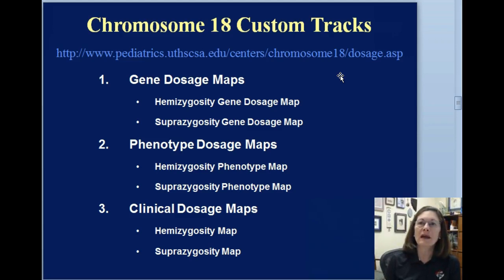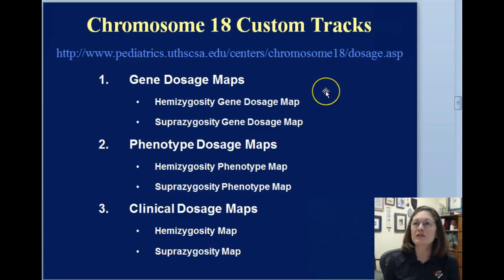And you will see that we have 6 different maps. This is version 2.0, very different from our last version, which is why I thought I had to redo the video. We now have 6 different maps instead of 2. This year, when I did my annual review of every single gene on chromosome 18 and every single phenotype associated with chromosome 18, it became clear that we were getting enough information about duplications that the duplications could have their own map and should be separated from the deletions. So that's what we've done here.